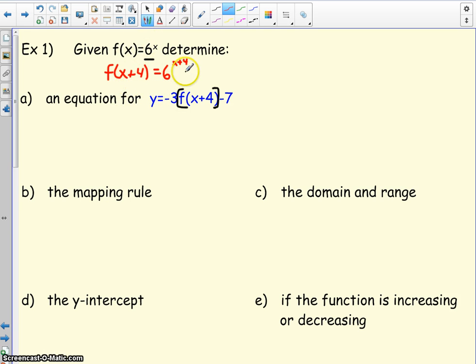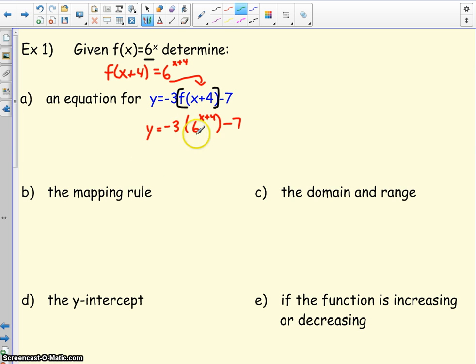Now that we know this is f of x plus 4, we can replace that in the equation. We're going to be left with y equals negative 3 times 6 to the x plus 4, minus 7. Okay, and there's my equation. That's my transformed equation right there. It's got my parent function in there. From here I can actually start figuring out my mapping rule.